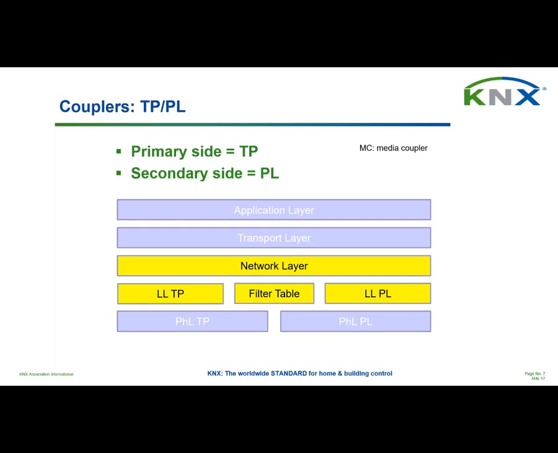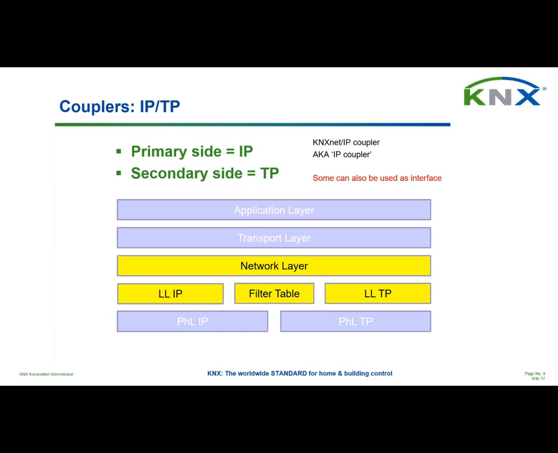The second type that exists is twisted pair to power line, where power line is of course at the secondary side. This is called a media coupler. So also here in the communication stack we see a separation for the link layer of twisted pair and the link layer of power line, and again a filter table in between. So also in these media couplers filter tables exist. For twisted pair to radio frequency, so secondary side radio frequency, it's also called a media coupler, and the same principle applies. Also a filter table is on board here.